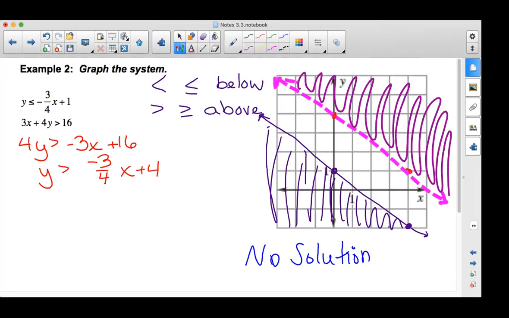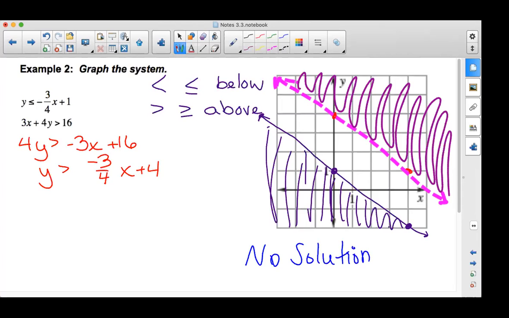You write no solution. If my inequality symbols were flipped, my area could also be maybe just in between the lines. That could also be the solution. So it just depends on where the symbols are going. But if they're not overlapping, there cannot be a solution. So the overlapping region is the solution to the system. Questions? We're on section 3 in your packet.